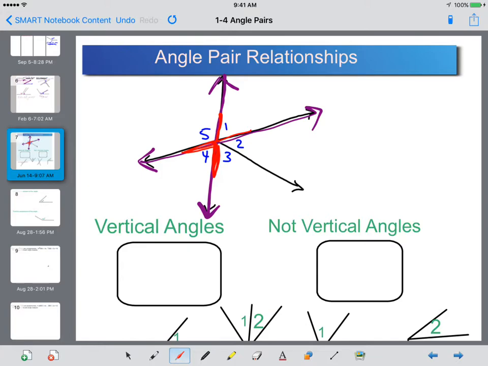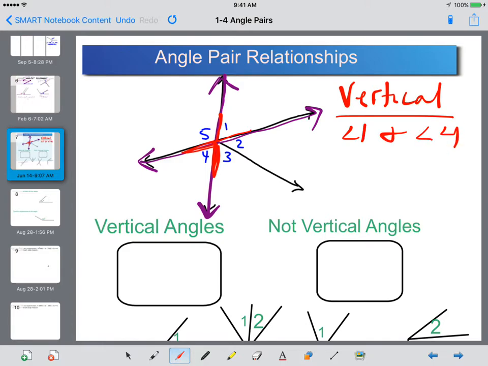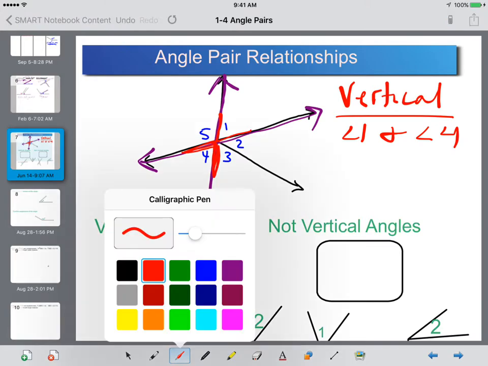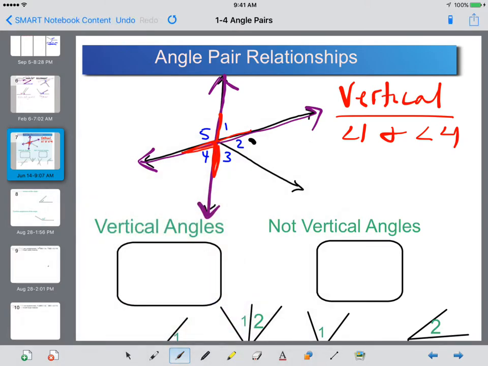So the vertical angle here is angle 1 and angle 4. If 3 and 2 here were one angle combined, then I could say it's vertical angles, but neither one is a vertical angle with 5.